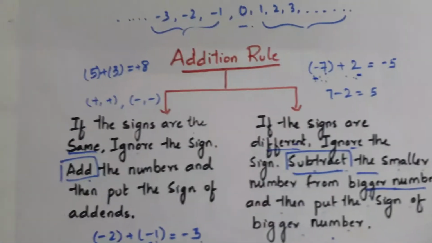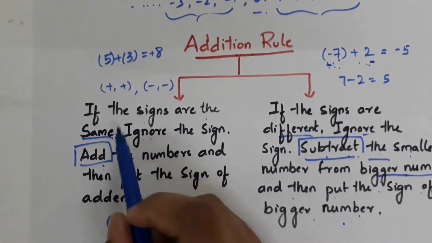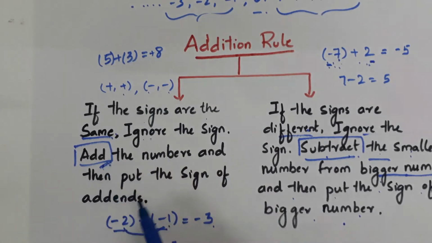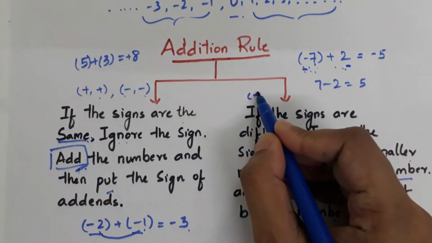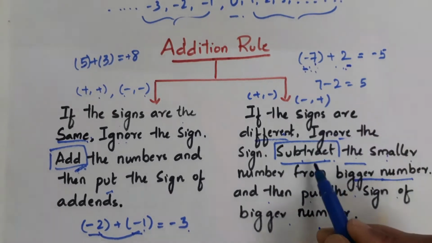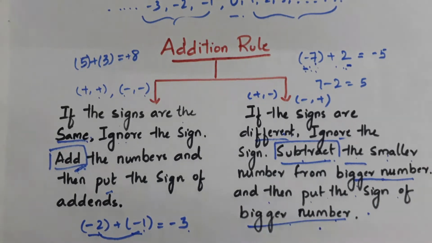Again, let's recap this. If the signs are the same, that is plus plus or minus minus, then add them and put back the sign, which could be minus or plus. And if the signs are different, that is plus minus or minus plus, in that case ignore the sign, subtract the smaller number from the bigger number, and put the sign of the bigger number. Okay, good. I hope you understand this. Now we're going to solve a few problems for better understanding.